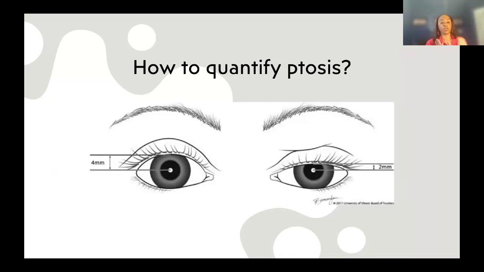So for the picture on the right, you see a 4 millimeter MRD1, and in the picture on the left, you see a 2 millimeter MRD1. So that means that this patient has a 2 millimeter ptosis on the left side.